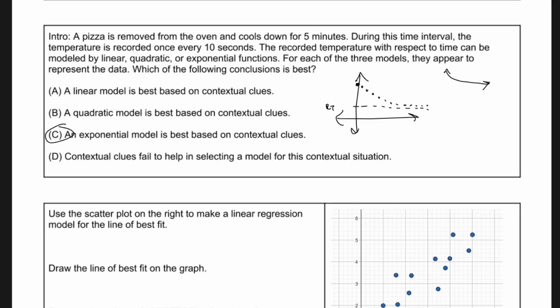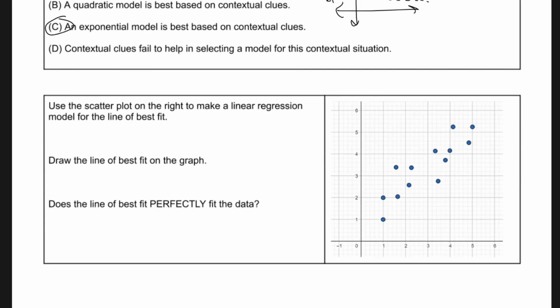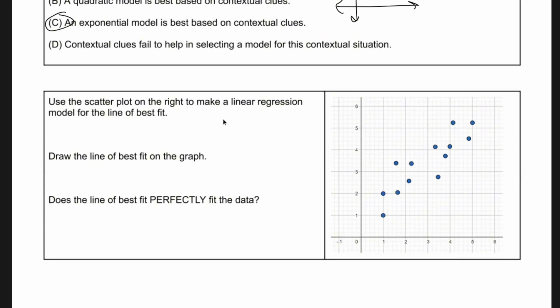Use a scatter plot on the right to make a linear regression model for the line of best fit. Make a linear regression. Do I really need to? Maybe I don't need to. You know what? I think I'm going to have to. I really don't want to. The numbers aren't that friendly.